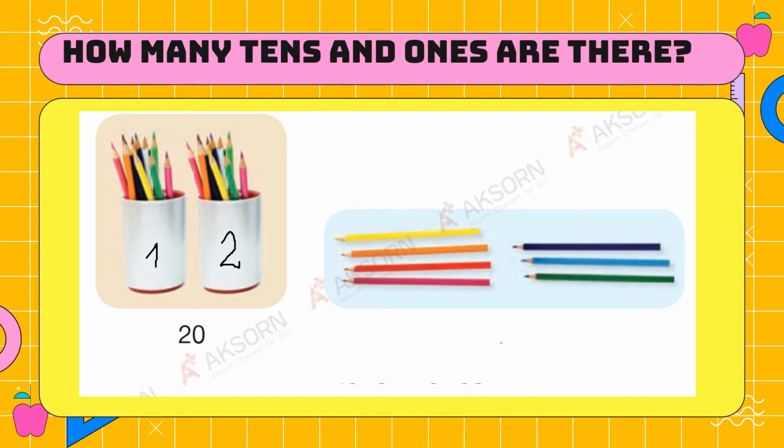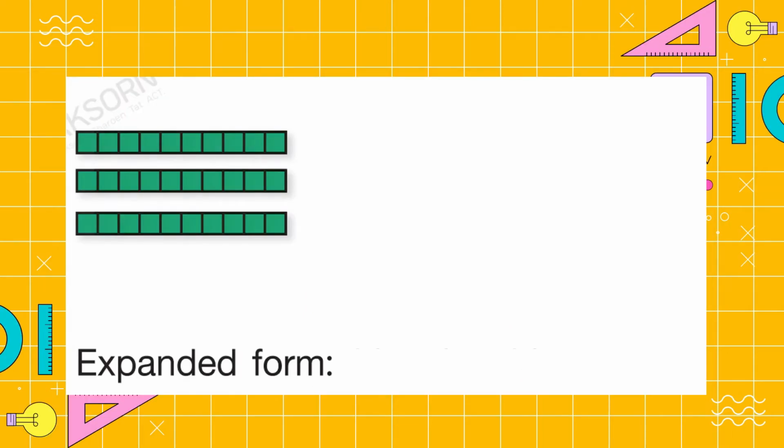Next, let's count the ones. How many ones do we have? 1, 2, 3, 4, 5, 6, 7. So we have 7 ones. If we're going to add, we have 20, or 2 tens and 7 ones, is equal to 27. Good job. Now, the next example is we're going to write it in expanded form.